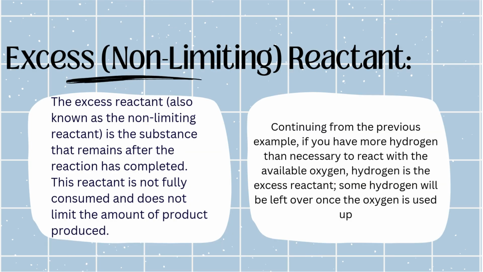The excess reactant, also known as the non-limiting reactant, is the substance that remains after the reaction has completed. This reactant is not fully consumed and does not limit the amount of product produced. Example: continuing from the previous example, if you have more hydrogen than necessary to react with the available oxygen, hydrogen is the excess reactant. Some hydrogen will be left over once the oxygen is used up.